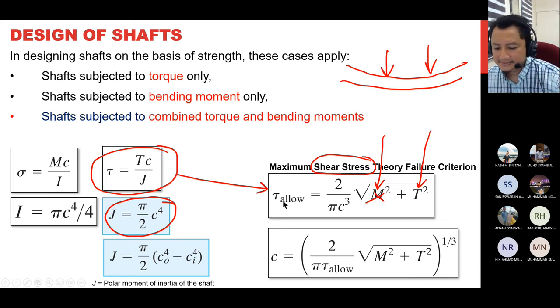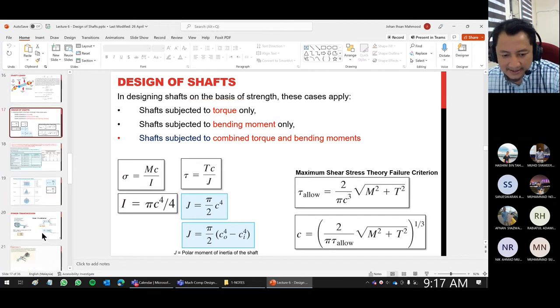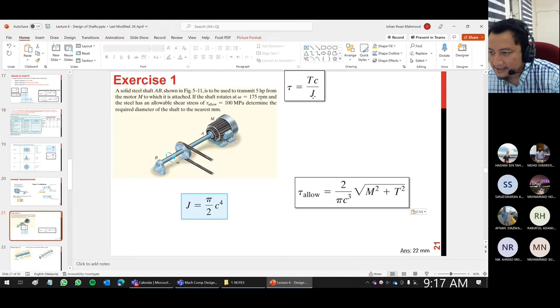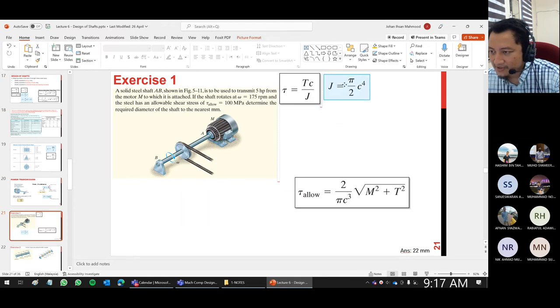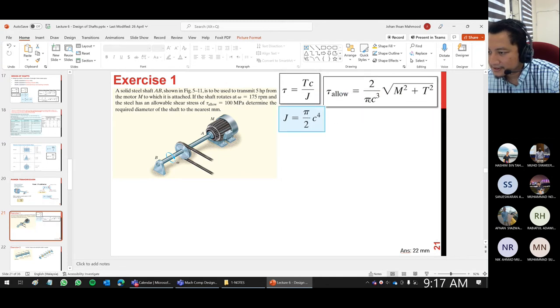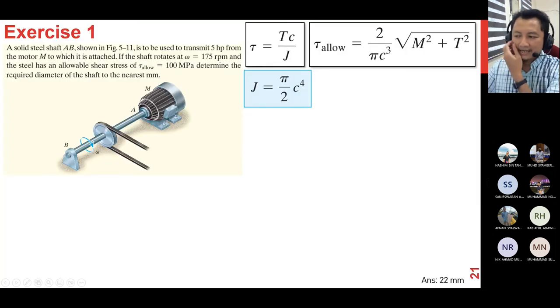These are some of the formulas that you can use. Let's do this.